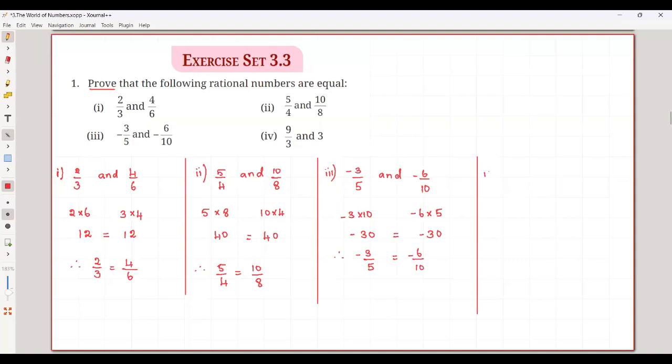Now for the fourth question, 9 by 3 and 3. 3 you can write as 3 by 1. All the numbers have an invisible denominator of 1. Now do the cross multiplication. So 9 into 1, here 3 into 3. 9 ones are 9 is equal to 3 threes are 9. So both are equal. Therefore 9 by 3 is equal to 3 by 1. So it's simple, we are just checking equality.